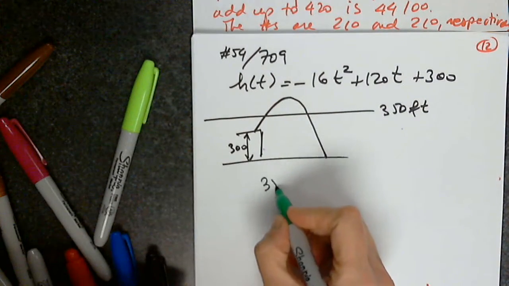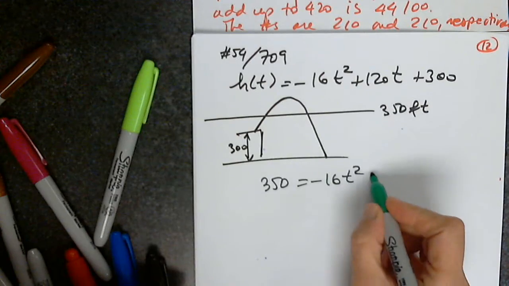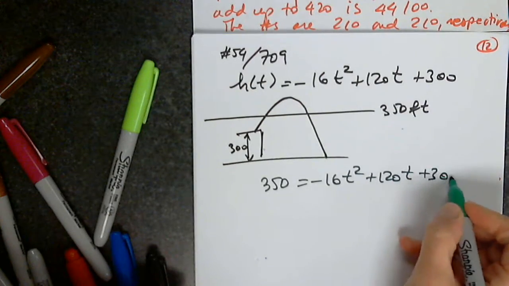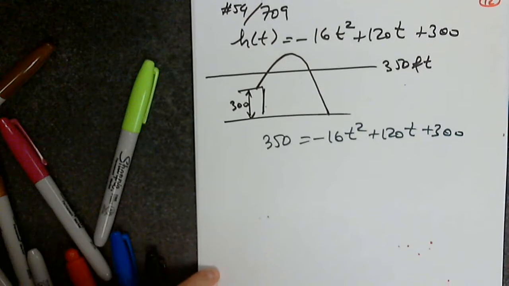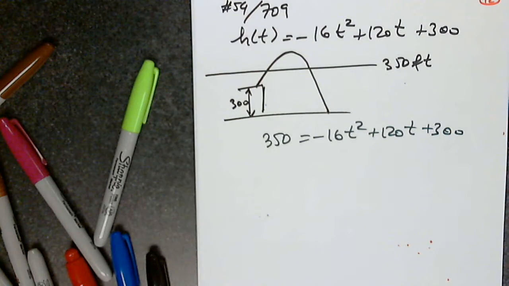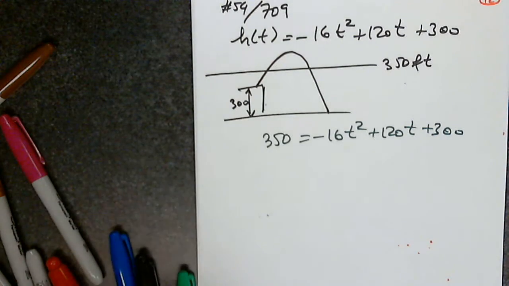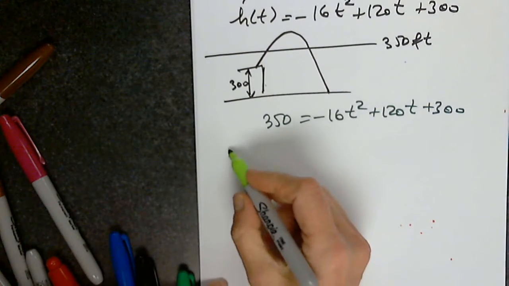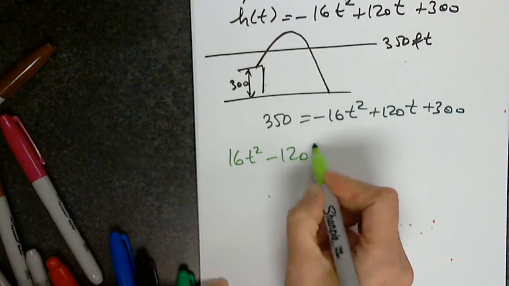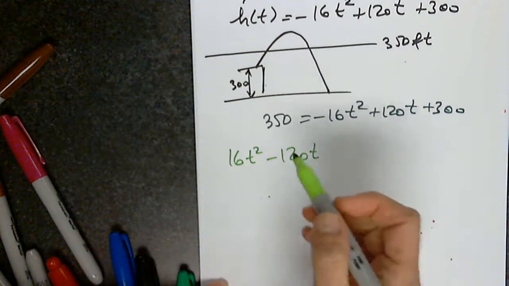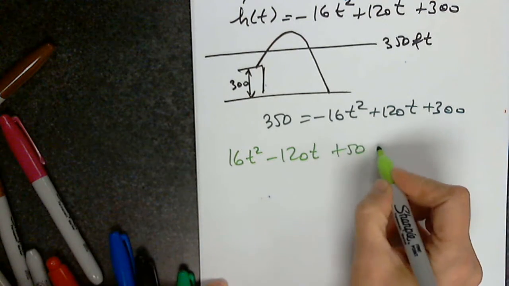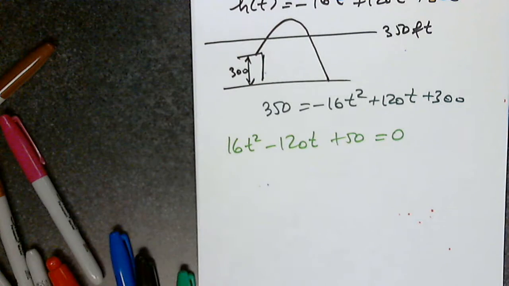Exactly. Exactly. I refuse to solve a quadratic equation with a negative leading coefficient, so I will move everything to the left. So 16t squared minus 120t, and 350 minus 300 is plus 50 equals 0. And of course, I will try to simplify it first.